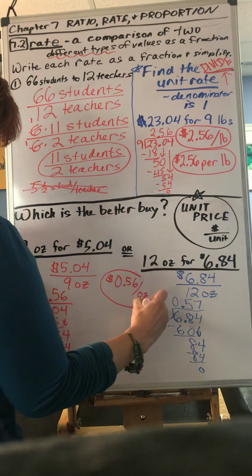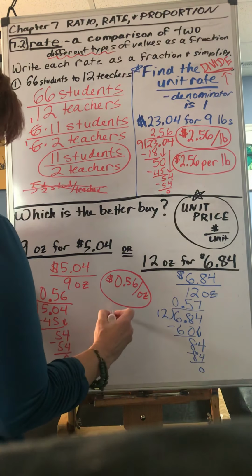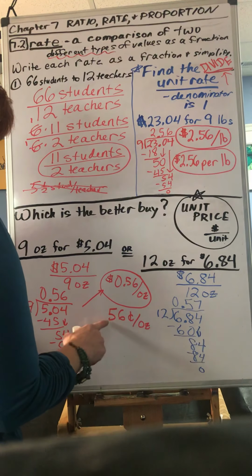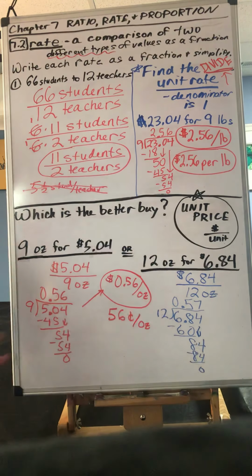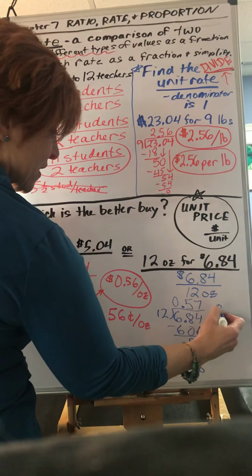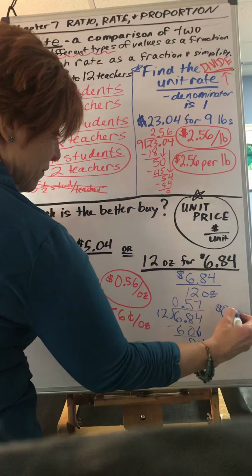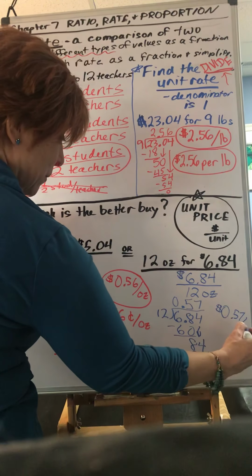You can write it this way. Some people like to write 56, this counts for cents per ounce, but I'd be very careful about writing it that way. I think this way is better because once you put the cent sign, you get rid of the decimal and it means something else, so you want to be careful about that. And over here, it is 57 cents per ounce.